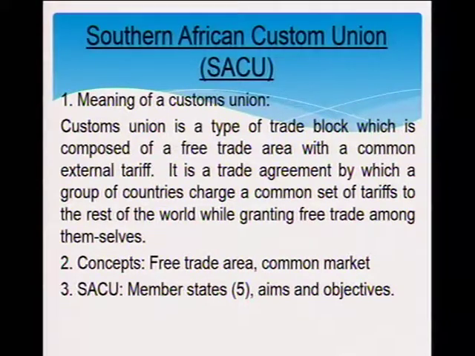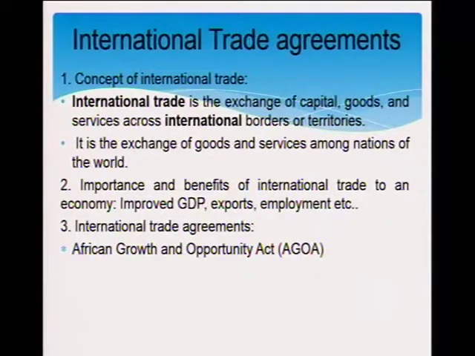Now, SACU, in this case, is made up of 5 states, 5 countries, of which Namibia is one. We need to also understand what are the aims and objectives of SACU. You're going to see more of this in your tutorial later as you do your research on the aims and the objectives of SACU.